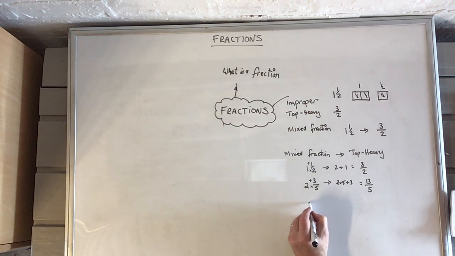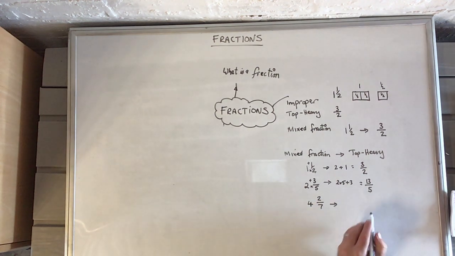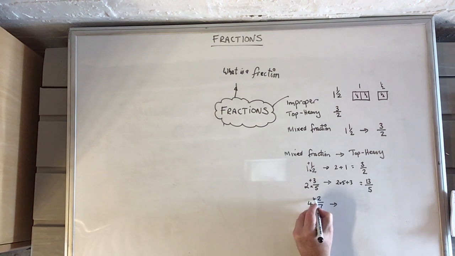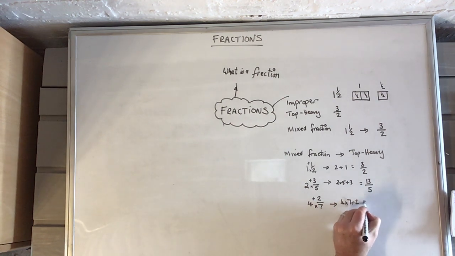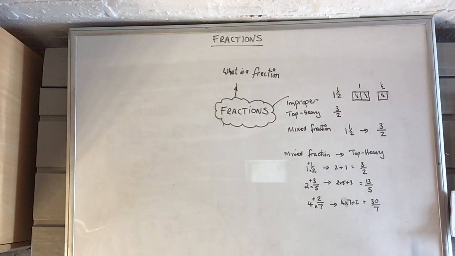Try one more. Let's go for 4 and 2 over 7. I want to put that into a top heavy. So 7 times 4, which is 28, plus 2 is 30. So that's 4 times 7 plus 2, which is 30. So that's 30, and we're talking about sevenths. So 30 over 7. Okay, that's how we do mixed fractions to top heavy.